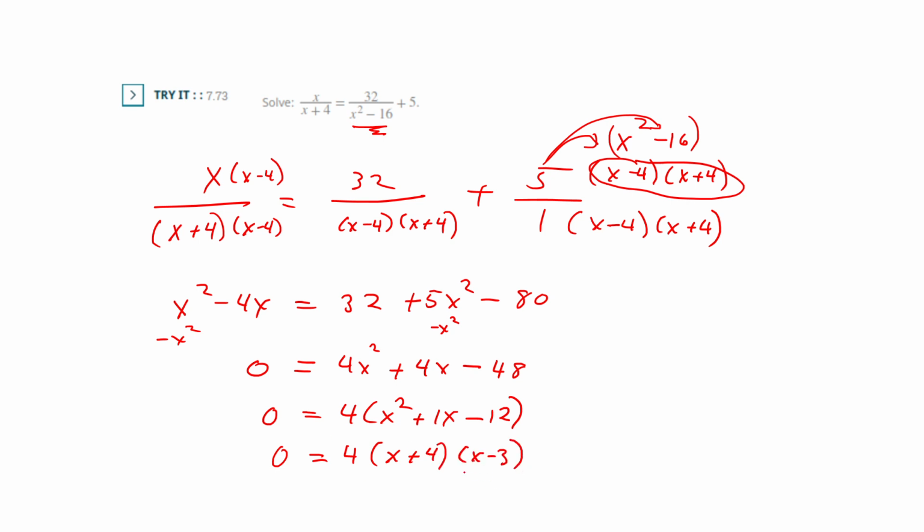Okay, now we have it all factored down. It's zero product. The 4 can't be 0, so I don't have to worry about him. But I'll set x plus 4 equal to 0, x minus 3 is 0. Okay, my two solutions are negative 4 and 3, but now let's check them. Negative 4 right there would cause a 0, so it cannot be a solution. Only x equals 3.